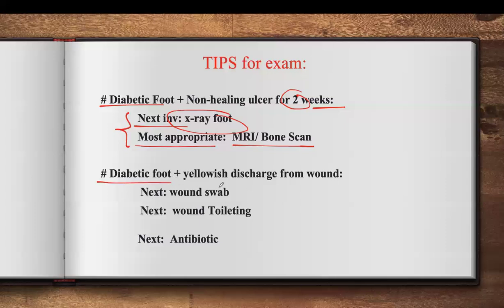Diabetic foot, but they have given you a patient who has yellow discharge coming from the wound. Having a yellowish discharge coming from the wound suggests infection. So the first thing that you do is take a wound swab. You send it for microscopy and culture. Then you do a proper wound toileting, which means you clean the wound properly, and then you start the patient on an appropriate antibiotic. That is our step-by-step management for a diabetic infected foot.